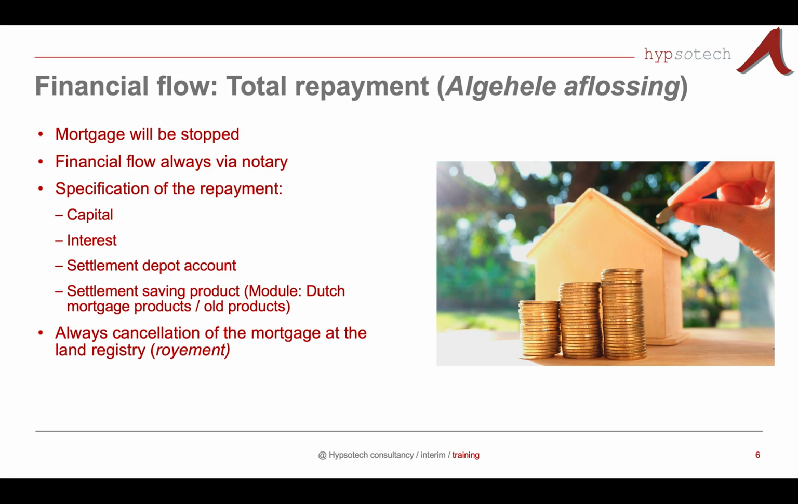There's also a cancellation of the mortgage right. We explained that in our module about Dutch mortgage systems and laws, and that's done in the Landregistry. And the Dutch word for cancellation of a mortgage is royement.